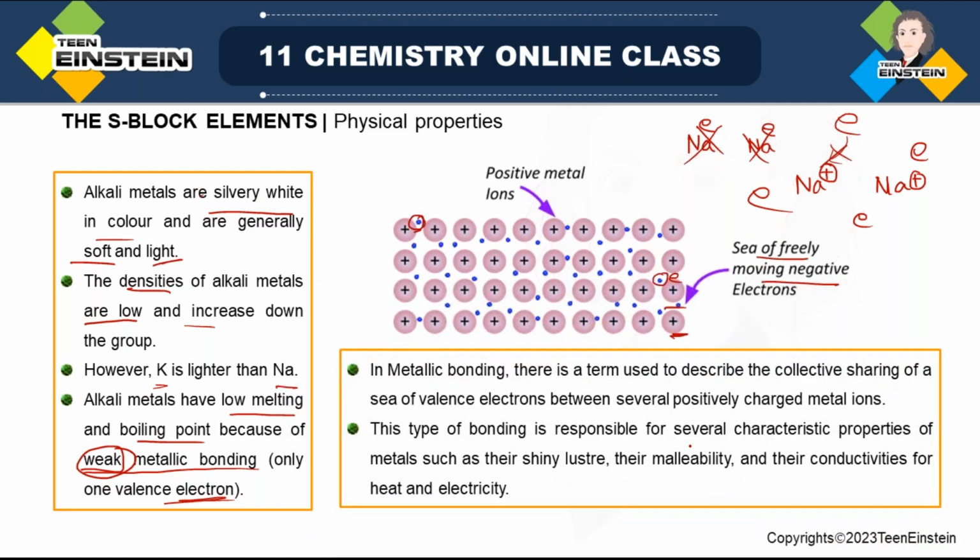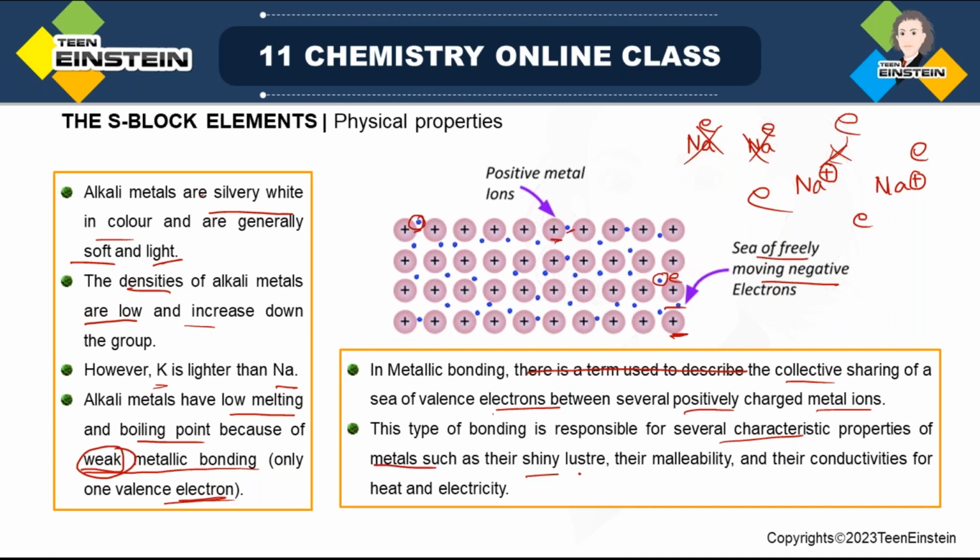So metallic bonding, this term is used, sorry. It is basically in metallic bonding, there is collective sharing of a sea of valence electrons between several positively charged metal ions. So it is written as collective sharing. So it is not that this electron belongs to this sodium plus. No, it may not be so. It is collective.